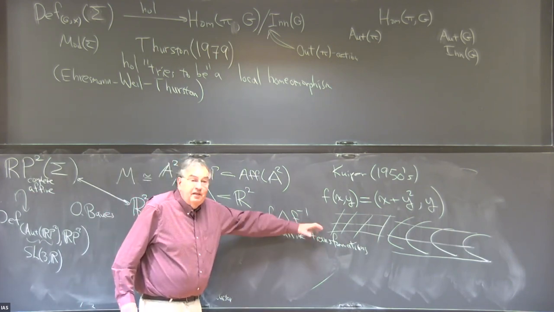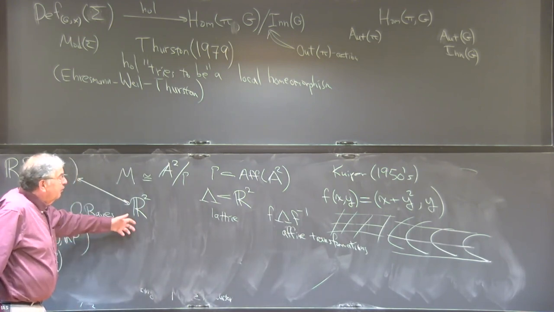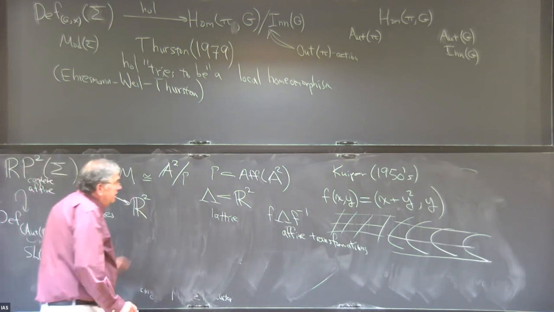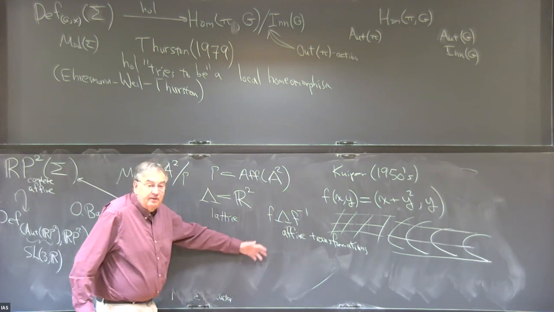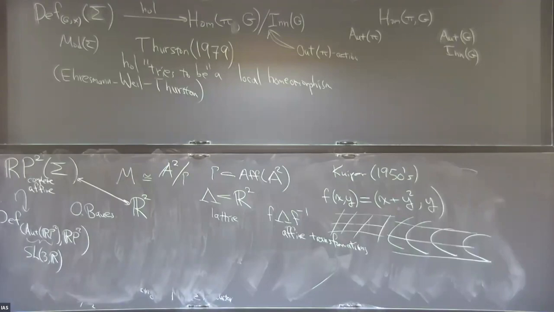It's a little bit of a grubby calculation, I mentioned, to prove this. You're looking at quotients by unipotent subgroups, and it's not quite as nice as quotient problems for semi-simple or reductive groups.